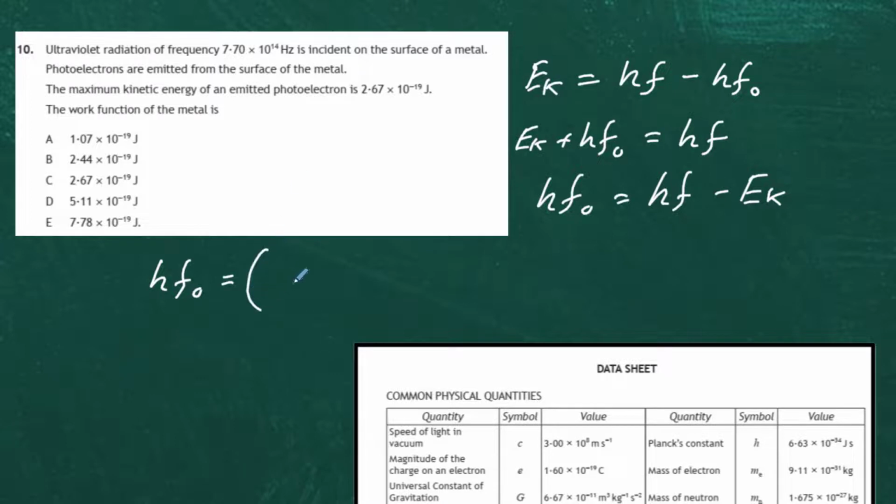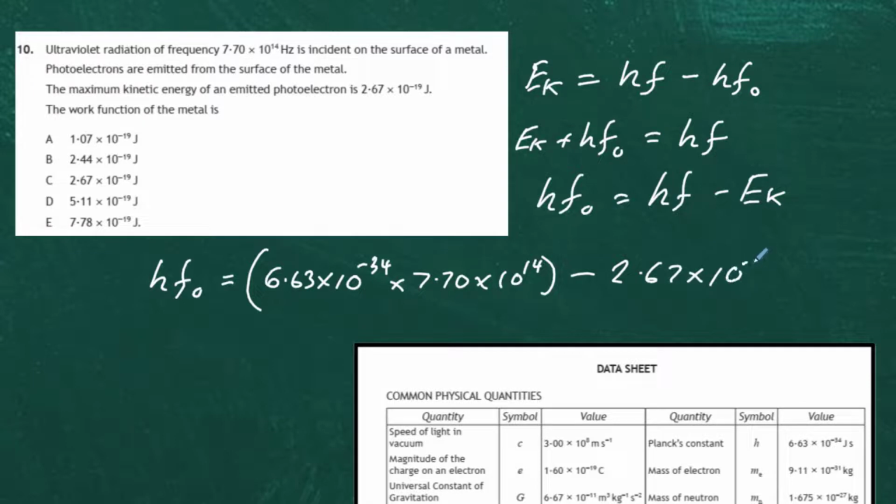h, put a bracket down here, h is going to be 6.63, Planck's constant, times 10 to the minus 34, and we're going to be multiplying that by the frequency of the light, which we're told is 7.70, so we'll multiply by 7.70 times 10 to the power 14, and we have to take away the maximum kinetic energy of the photoelectron emitted, and that's 2.67 times 10 to the minus 19 joules.